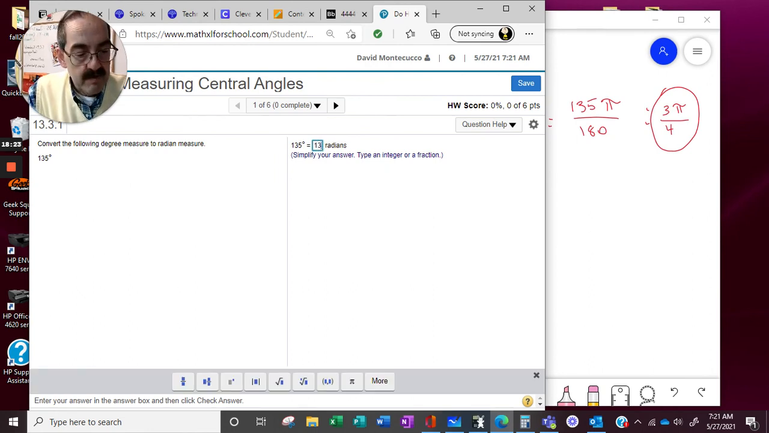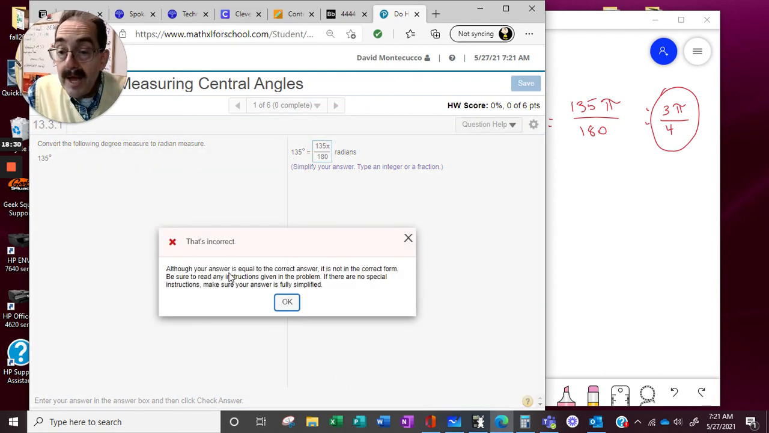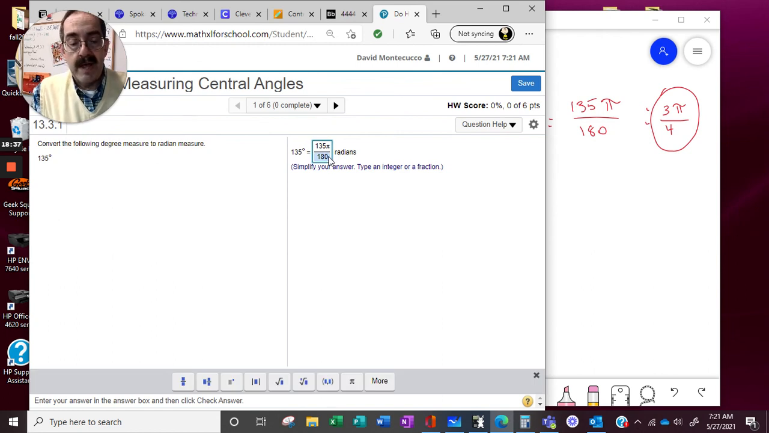Now, watch this. I'm going to type in 135 pi slash 180. You have the correct answer. Your answer is equal to the correct answer. We just didn't simplify. I will give you credit for that. If you're good at simplifying, 3 pi slash 4.